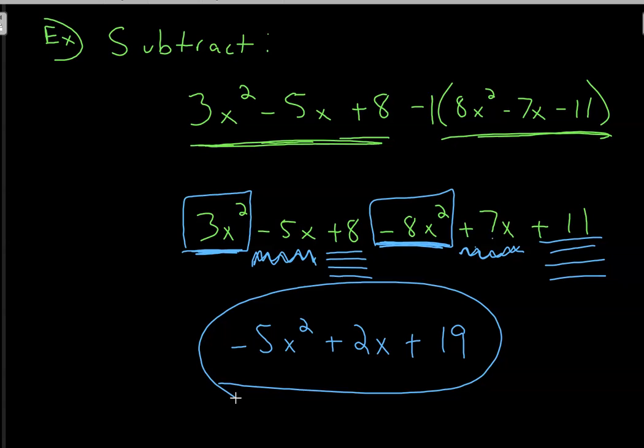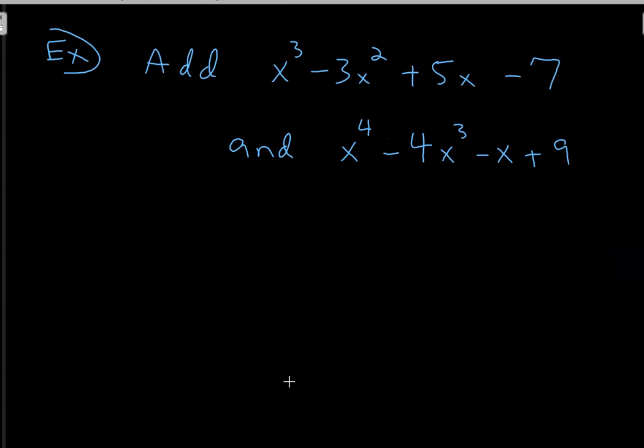The only thing I could really make different is I can add words to it. So I'll give you an example of that. Pause the video and copy this as a note, and I got a new one for you. All right, so this last example, the only thing I can add is words. So this says add x cubed, subtract 3x squared, plus 5x, subtract 7, and add that to x to the 4th, subtract 4x to the 3rd, subtract x, plus 9. So we're going to add those.